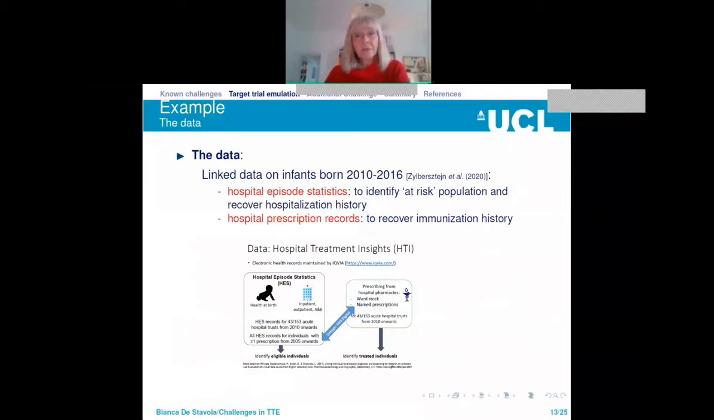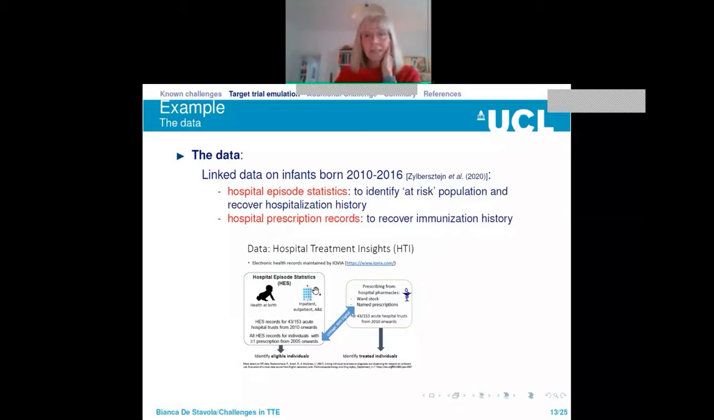My colleagues have linked data on infants born between 2010 and 2016. And I had two sources of data described in this diagram. On the left-hand side, I have hospital episode statistics, and those are needed both to identify which babies are at risk because they were premature or had lung and heart conditions, but also to assess the outcome, whether they ended up in hospital during the first year of life.